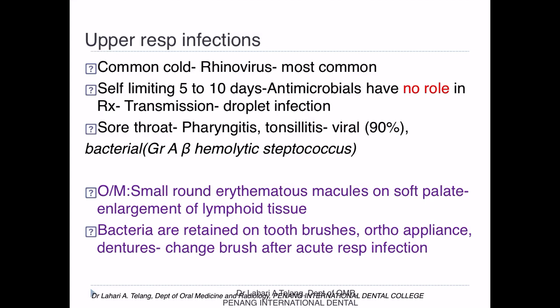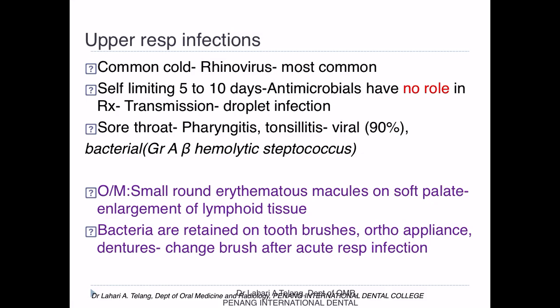Upper respiratory tract infection, for example the common cold, is caused by a rhinovirus, which is one of the most common. It's self-limiting, 5 to 10 days. Antimicrobials have no role because it's a viral infection, and it simply spreads through droplet infection. Sore throat, like pharyngitis and tonsillitis, is also mostly viral in 90% of the patients, and the rest 10% could be bacterial, commonly group A beta hemolytic streptococcus.